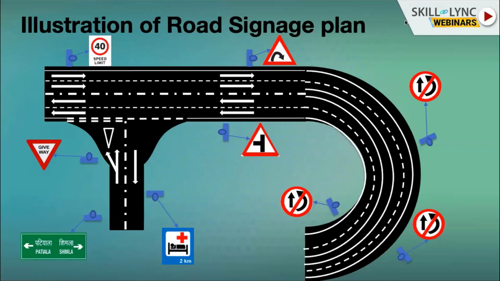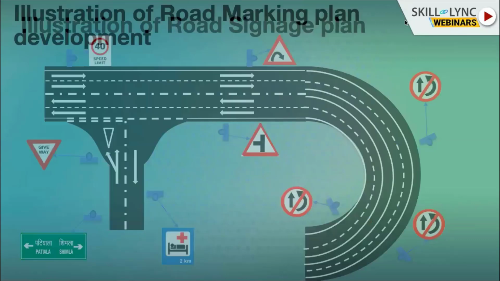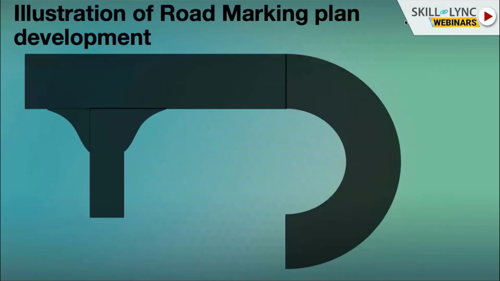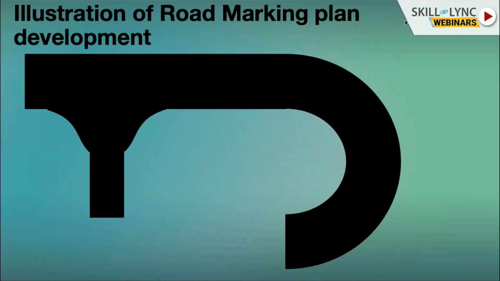This is how a situation is analyzed for the entire road layout, and we arrive at the road signage plan. Let us now see the illustration on road marking plan development. First of all, in the same manner, we'll have to finalize the road layout. I'm here using the same road layout.